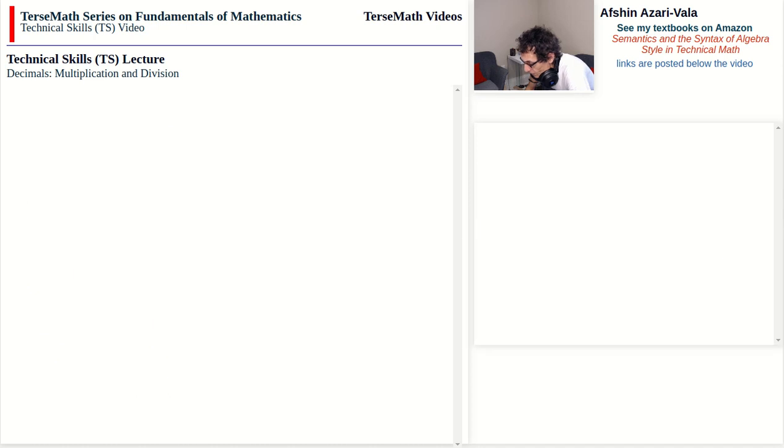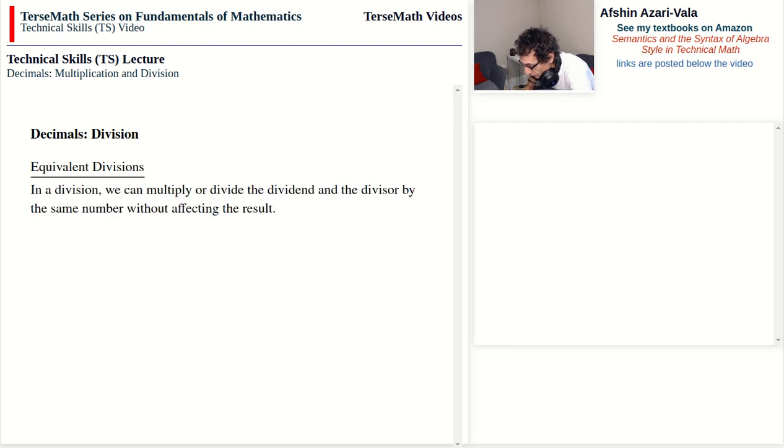All right, so that's multiplication, and now we can move on to division. Okay, division. And for this one, we need to talk about equivalent divisions. And this has to do with the fact that when you have a division, if you multiply both the dividend and also the divisor by the same number, the answer will not change. As an example of this, 8 divided by 2 is 4.